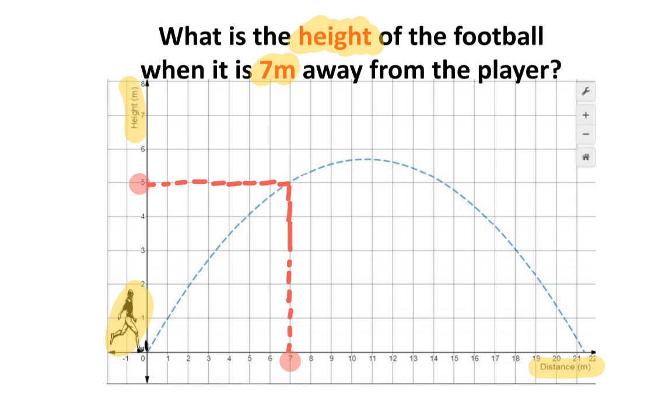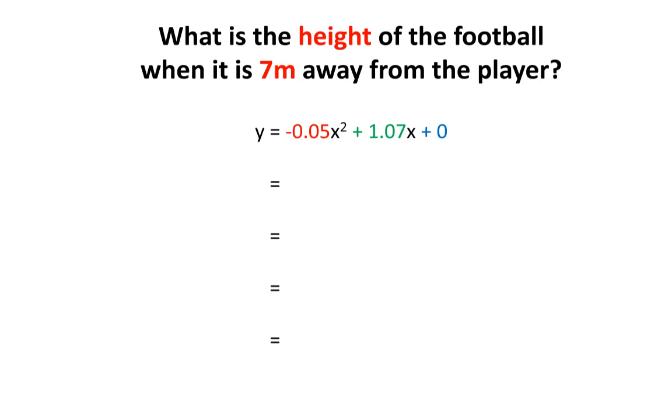However, what happens if we don't have a graph? Can we still do this? We most definitely can if we have the equation of this quadratic relation. This is the equation of the quadratic relation that you just saw earlier.